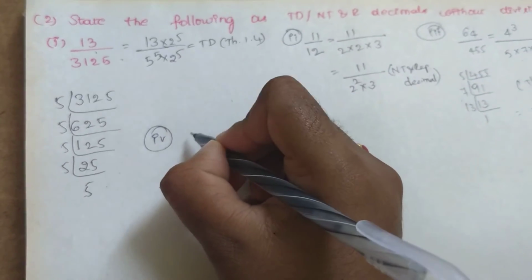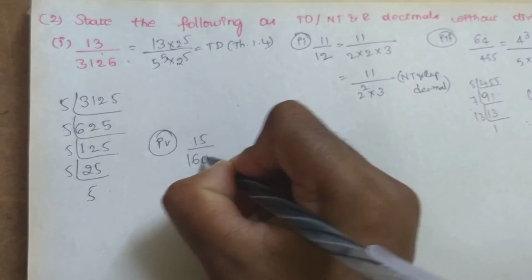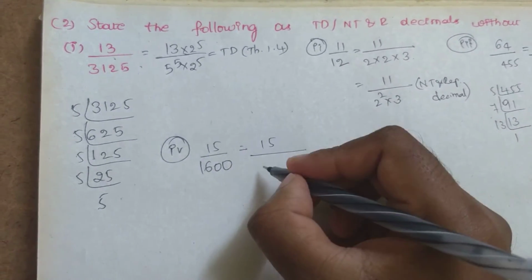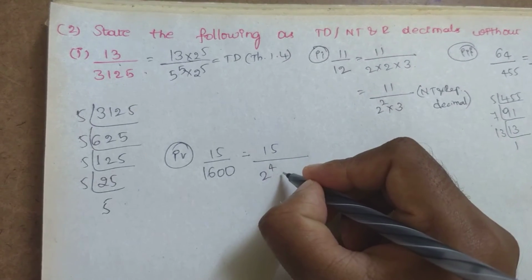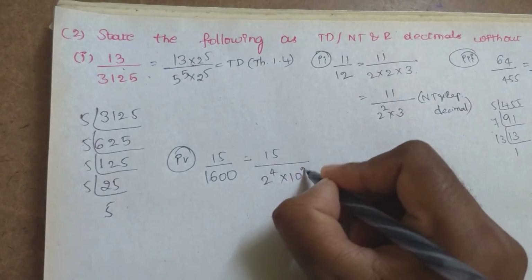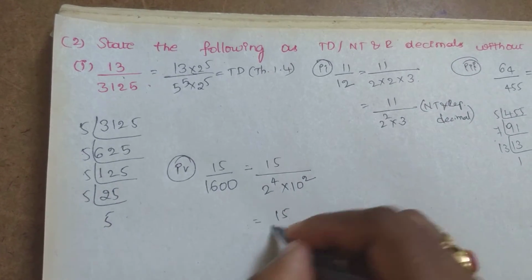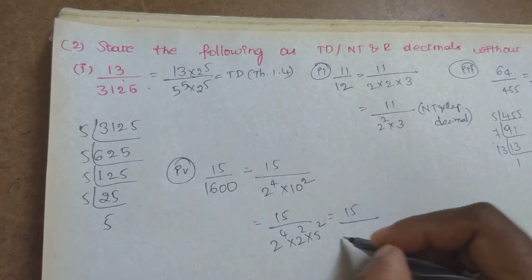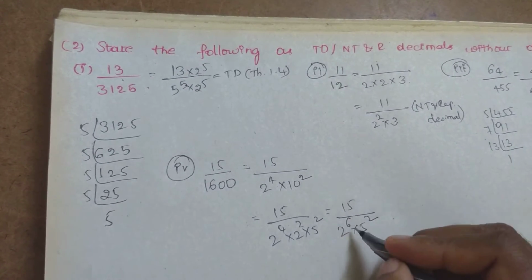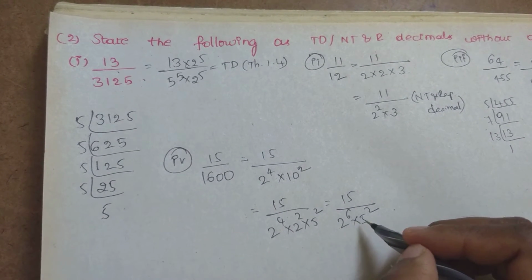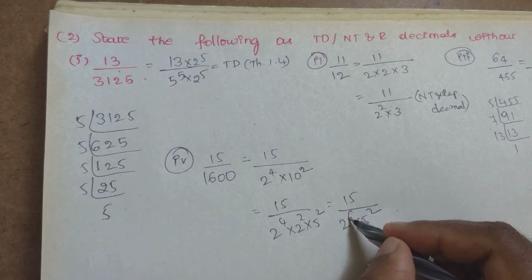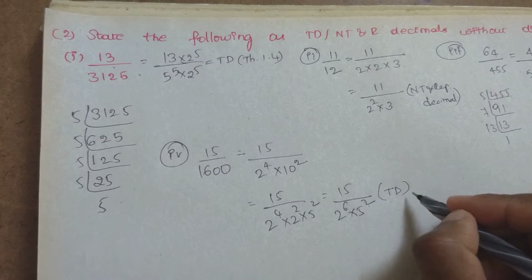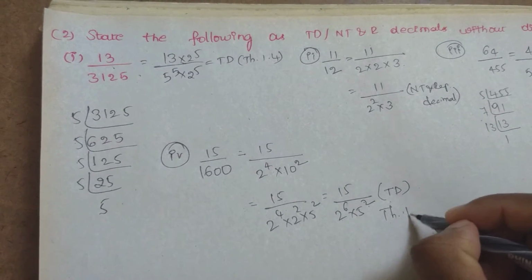What is sub question 4 given? 15 divided by 1600. So here this can be written as 15 divided by how much? 2 power 4 is 16 and 100 can be written as 10 square. So here 15 divided by 2 power 4 into 2 square into 5 square. So 15 divided by 2 power 6 into 5 square. So here it is in the form of 2 power n into 5 power m, where n and m are non-negative integers. Hence whatever the result you get is a terminating decimal as per theorem 1.4.